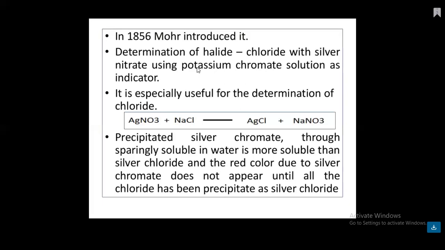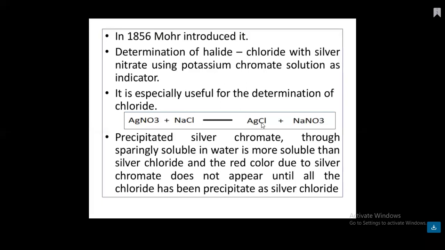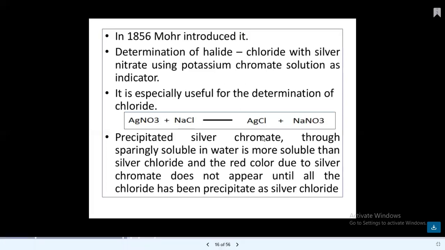So it means that your titrant, silver nitrate, is present in the burette. Your analyte, chloride, is present in your conical flask, along with potassium chromate, the indicator. It is mostly useful for the estimation of chloride. And in the simple reaction, we know that silver reacts with chloride and converts into AgCl, a stable one, and precipitated silver chromate.